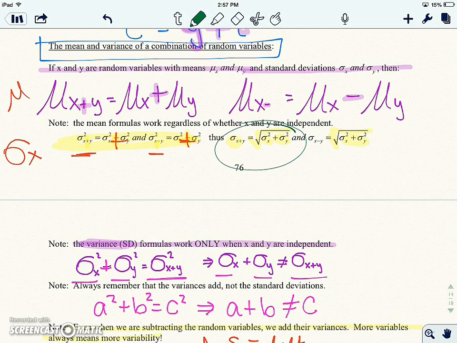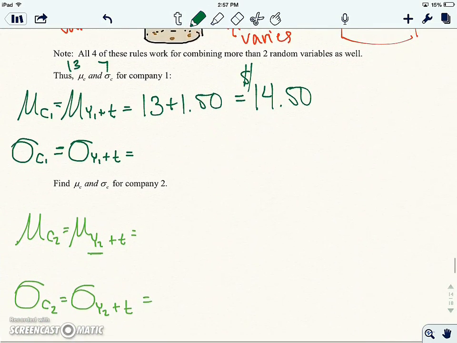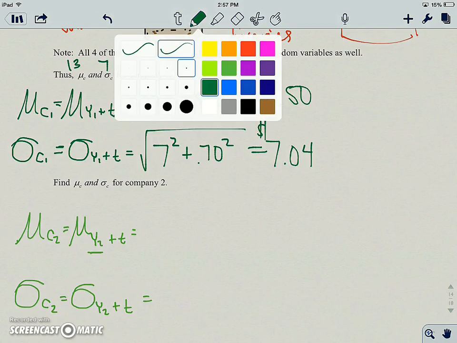It says take the square root of the two different standard deviations squared. So we have the square root. The standard deviation for company 1 was 7, and the standard deviation for the tip was 70 cents. Which gives us 7.035, so about $7.04. So it's just plugging into the formula. Now let's do it for company 2.